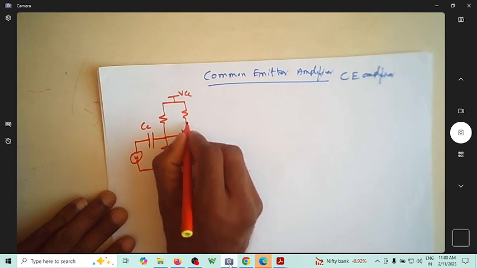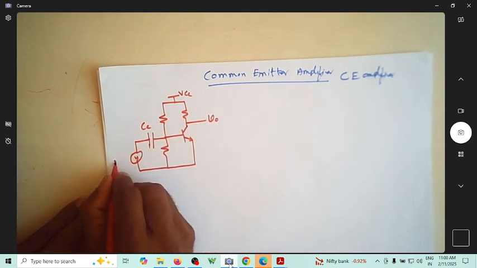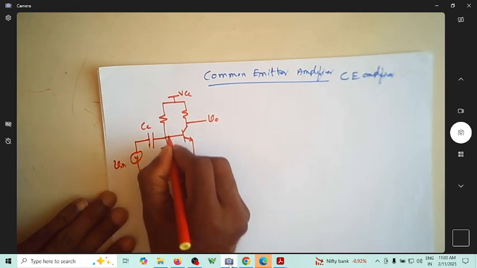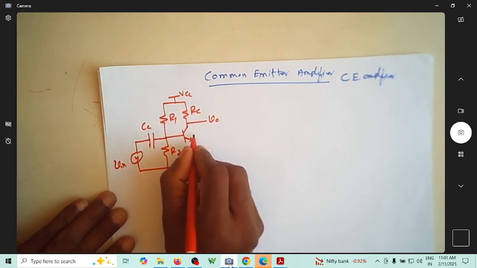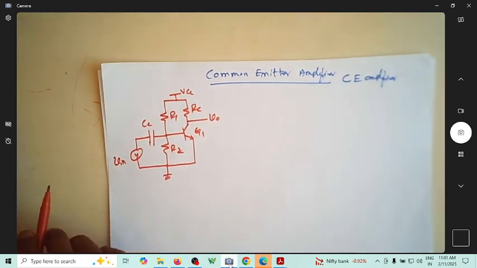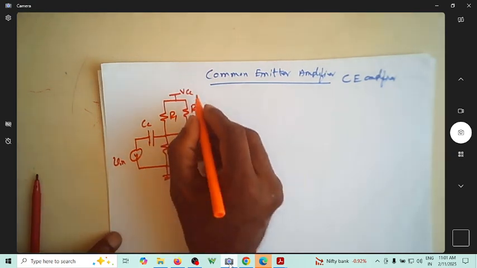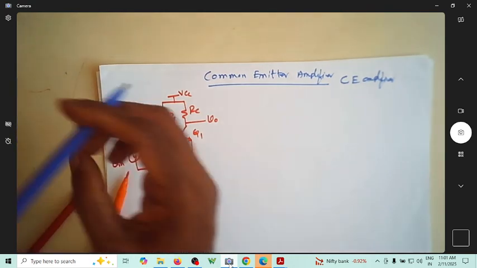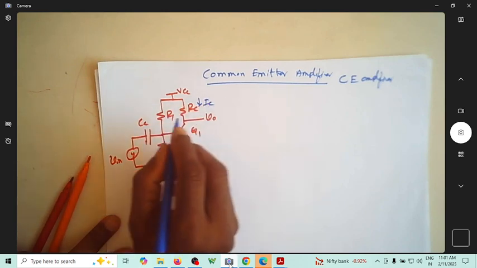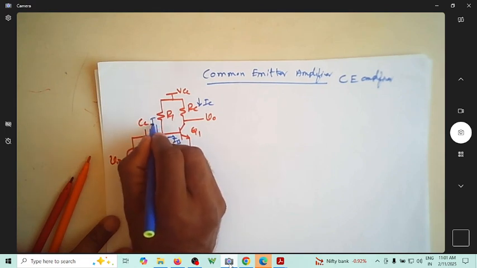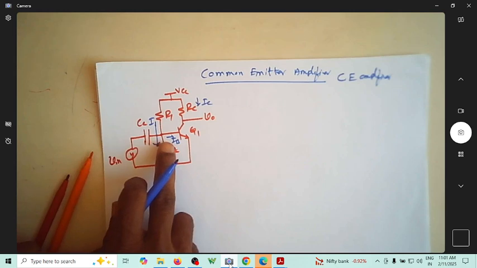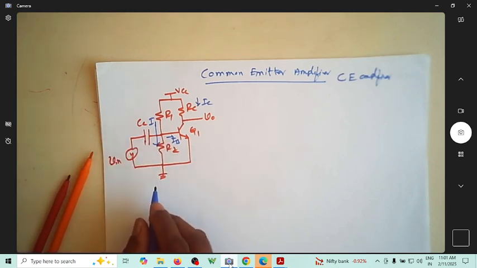So the coupling capacitor. This is where I take the output. This is V, ground, R1, R2, RC. This is transistor Q1. Let us name some currents I1, I2, I3, whatever that is. So let this current be collector current. Let this current be base current. Let us assume a current of I1 flowing through this R1, R2. And this is coupling capacitor.